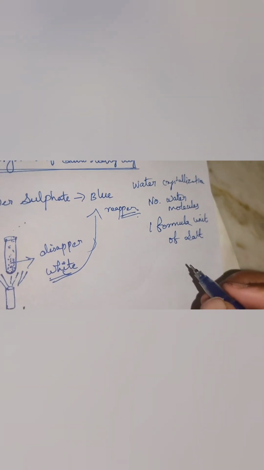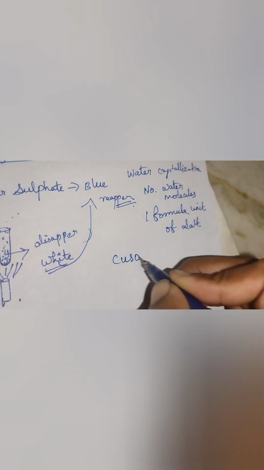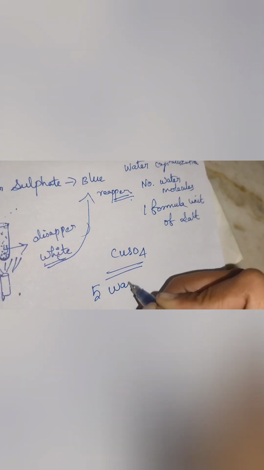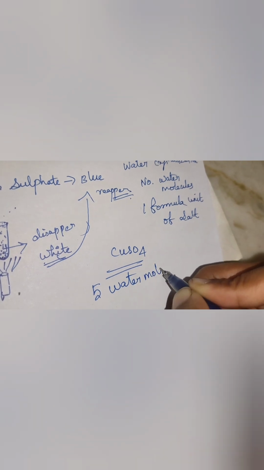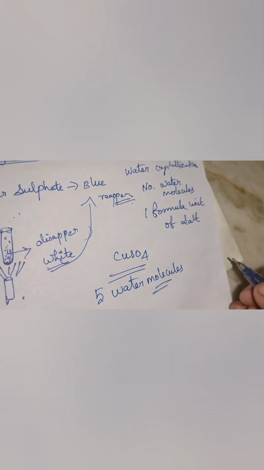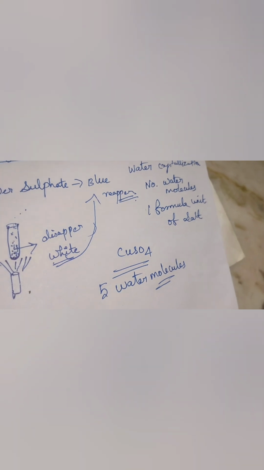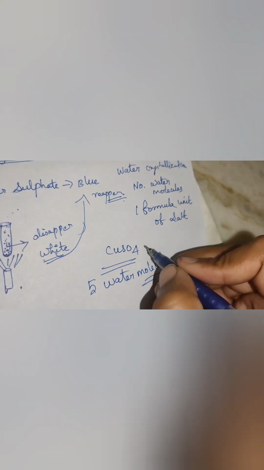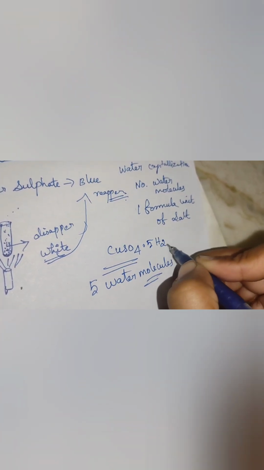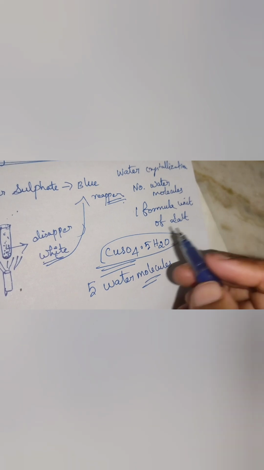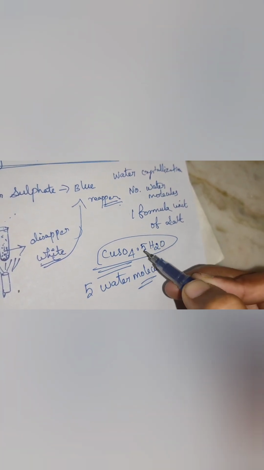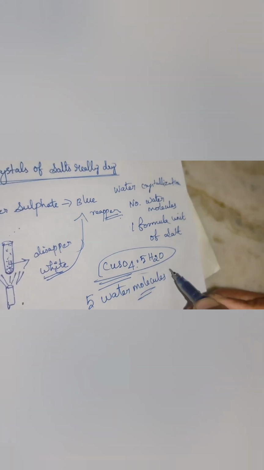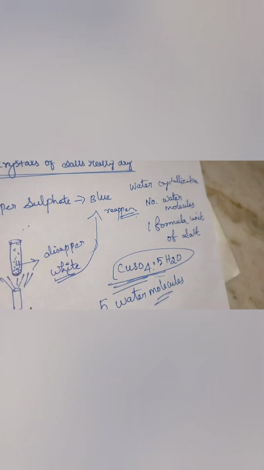Here in copper sulfate, CuSO4, there are 5 water molecules. 5 water molecules are present in one formula unit of copper sulfate. So how do you write the chemical formula for this? CuSO4 dot 5H2O. In hydrated copper sulfate, how many water molecules are present? 5 water molecules in one formula unit of copper sulfate. So this is the chemical formula for hydrated copper sulfate.